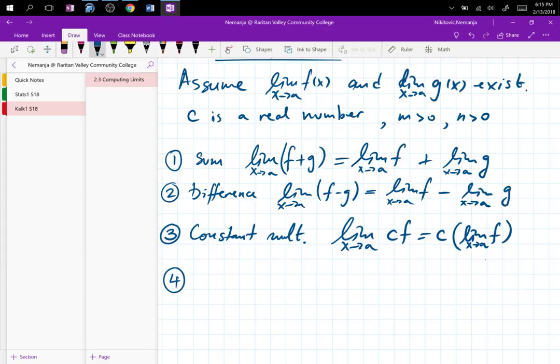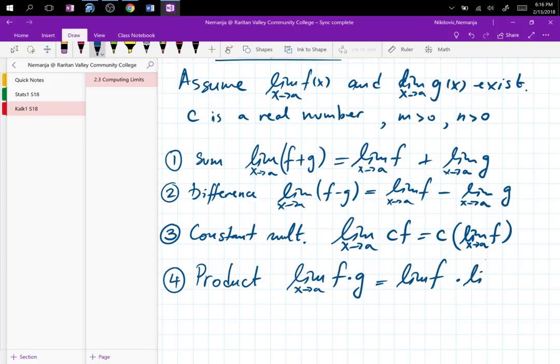Rule number 4 is the product. This one says that the limit of f times g as x goes to a is the limit of f times the limit of g. This is a very dangerous rule. It's correct, but you are not going to have this rule. So the first 3 rules will also be there for derivatives and integrals. You'll see that. But this rule, oh, no. Multiplication is tricky with derivatives and integrals. So you have to be careful.